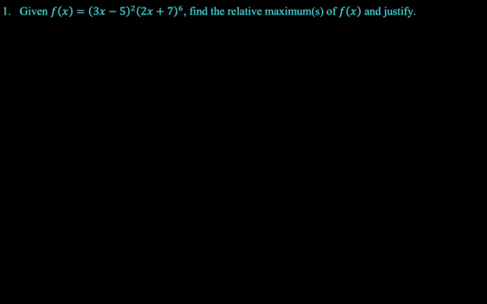So we got f of x is the quantity 3x minus 5 squared times the quantity 2x plus 7 to the 6th. Find the relative maximums of f of x and justify. Okay, so here goes. There's going to be a product rule. It's a straightforward product rule, but don't forget the chain rule.